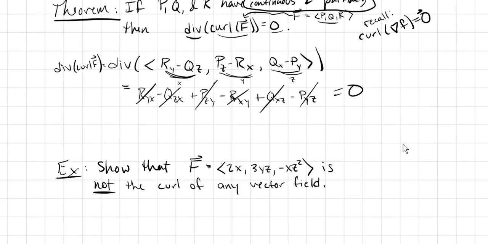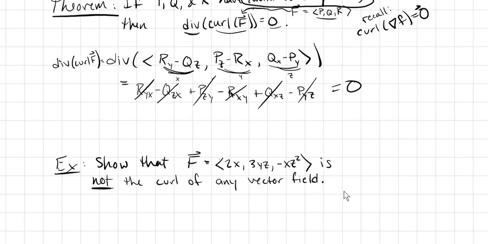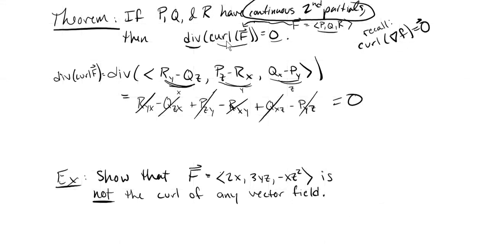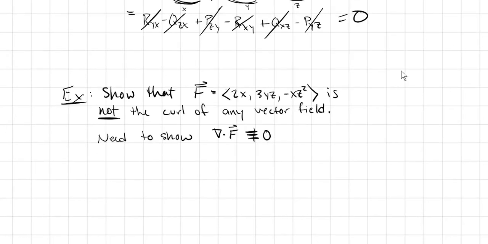This one for divergence says show that this field written here, F equals 2x, 3yz, negative xz squared, is not the curl of any vector field. Well, all we have to show then is that the divergence is not 0, because if it was the curl of any vector field, it would have this form up here, and the divergence of that would have to be 0. So a problem like this is saying show that the divergence of this field is not identically 0. It doesn't equal the constant 0. It'll have variables in it, or a non-zero constant.